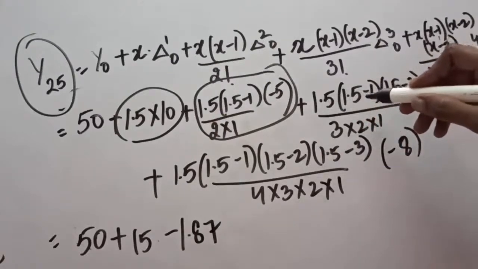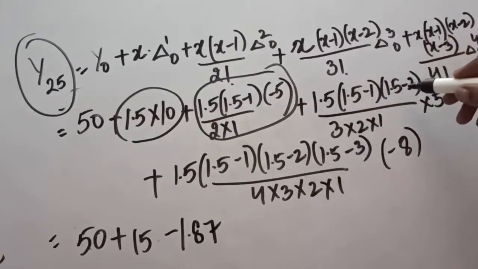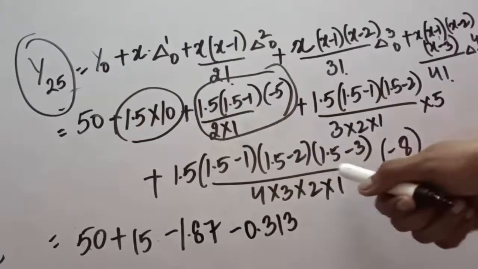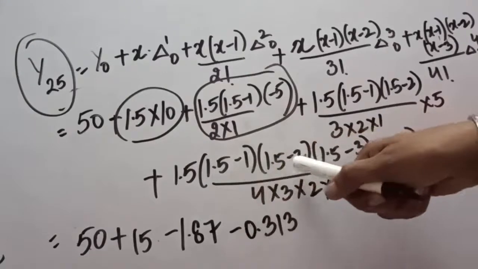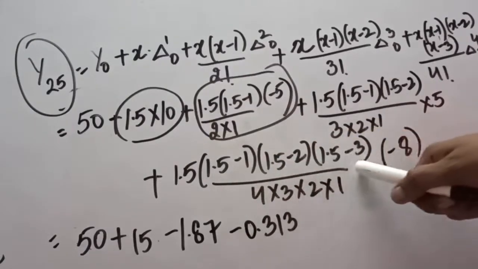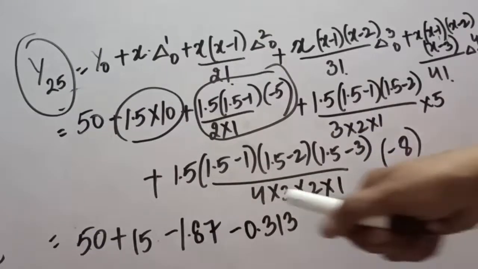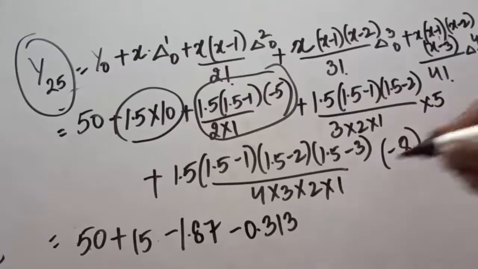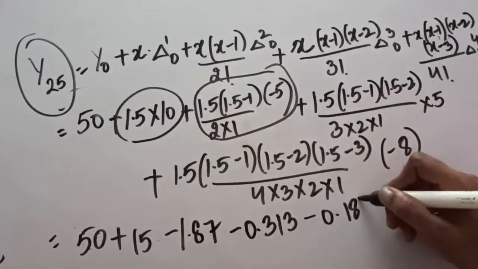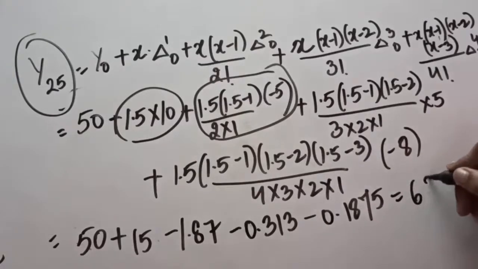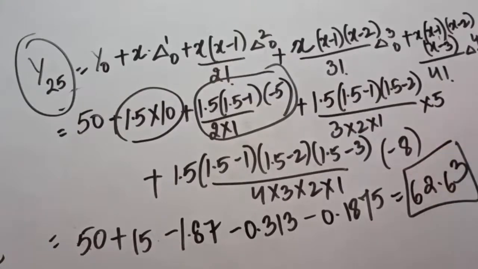1.5. This will be 0.5 and this will be minus 0.5 multiplied by 5 divided by 6. Solving this you will get 0.313. Last, 1.5 multiplied by 0.5 multiplied by minus 0.5 and multiplied by minus 1.5. Multiply that with minus 8 divided by 4. 3s are 12 into 2, 24. So you will get 0.1857 and finally the answer will be 62.63. So this is how the Newton method will be applied and the answer can be calculated.